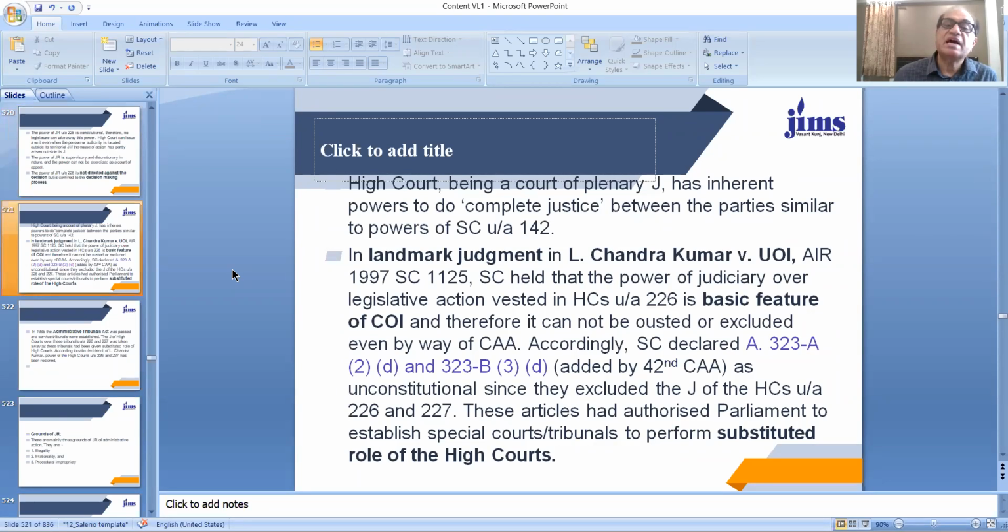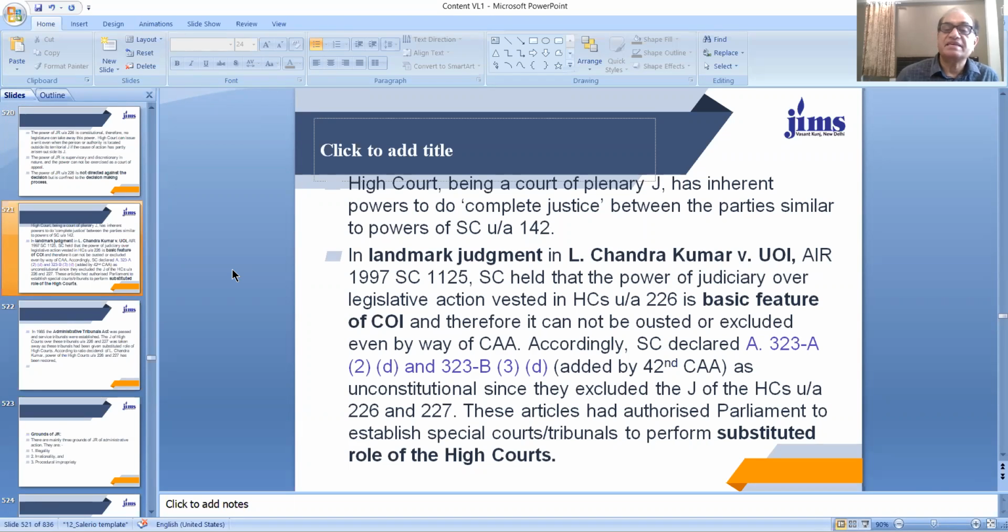Then, dear students, the High Court, being a court of plenary jurisdiction, has inherent powers to do complete justice between the parties, similar to the powers of the Supreme Court under Article 142. We have a landmark judgment, L. Chandra Kumar versus Union of India, decided by the Supreme Court in 1997.